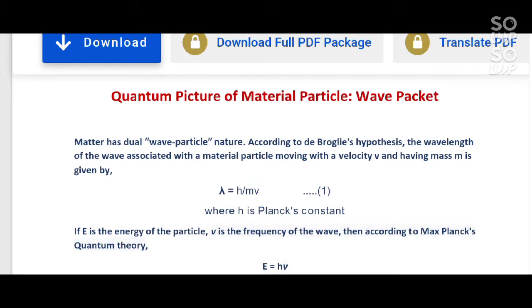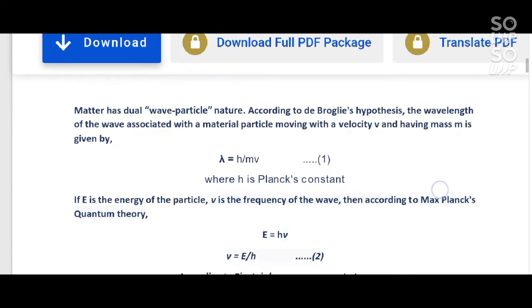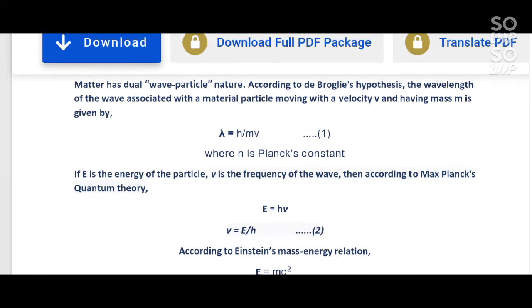According to de Broglie hypothesis, the wavelength of the wave associated with a material particle moving with a velocity v and having mass m is given by lambda is equal to h by mv, and it is equation 1, where h is Planck's constant. If capital E is the energy of the particle and nu is the frequency of the wave, then according to Max Planck's quantum theory, E is equal to h nu. So nu is equal to E by h, that is equation 2.